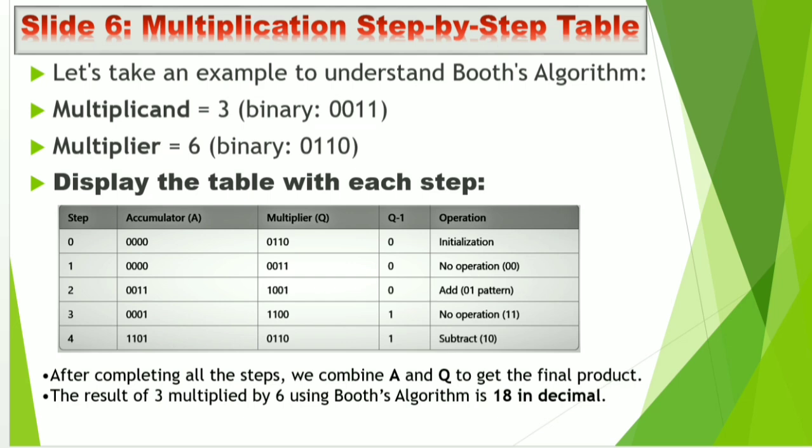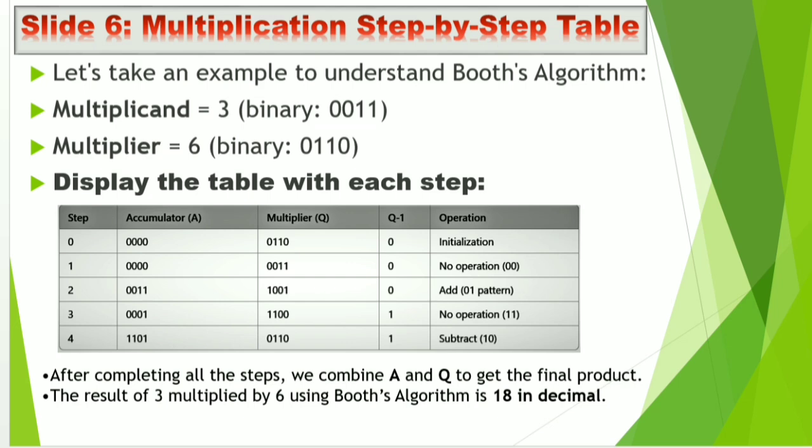Then step 4, checking the bits and performing operation. Check the last two bits: Q0 is equal to 0 and Q minus 1 is equal to 1. Then operation: the bits are 10, so we subtract the multiplicand from A. Then subtraction: A is equal to 0000 minus 0011 is equal to 1101, using 2's complement for subtraction.